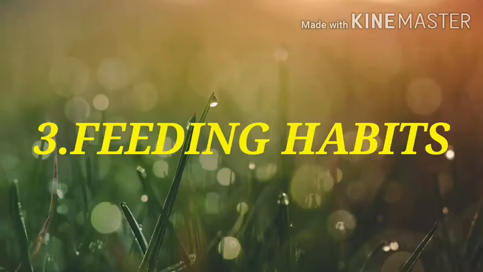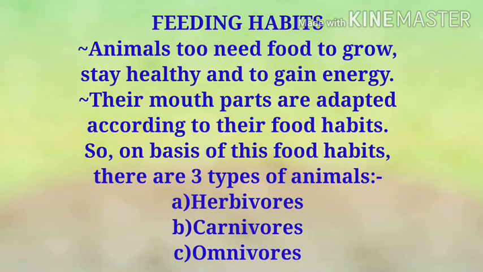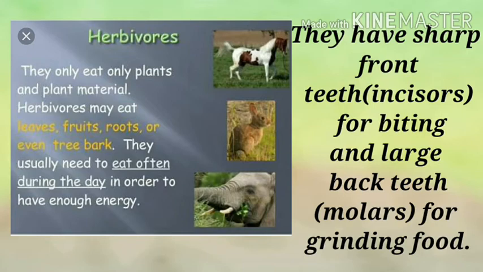Now, the third is feeding habit, means different food. Different animals they have different adaptation of their mouth parts to survive in different habitat, and according to their habit or food habits they have been divided into three: herbivores, carnivores and omnivores. The plant eating animals are called herbivores, so their teeth are sharp incisors and back teeth are molar for grinding the food. Second are carnivores.